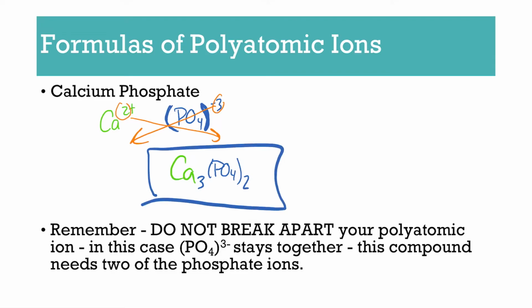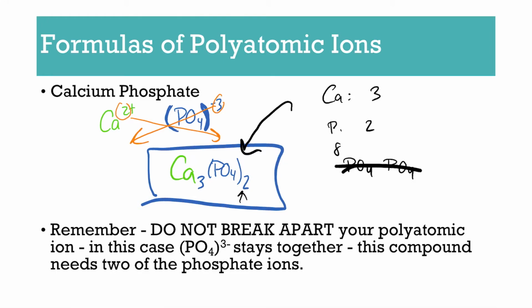And that is it. So what this shows us, that 2, that's the same thing as saying PO4, PO4, that you have 2 of them. But again, that's a lot of writing, so that's why we have that little 2 and those parentheses. The PO4 does not break apart. Okay, so in this compound, we would have 3 Cas, we have 2 phosphoruses, we have 8 oxygens, because again, that 2 gets distributed.